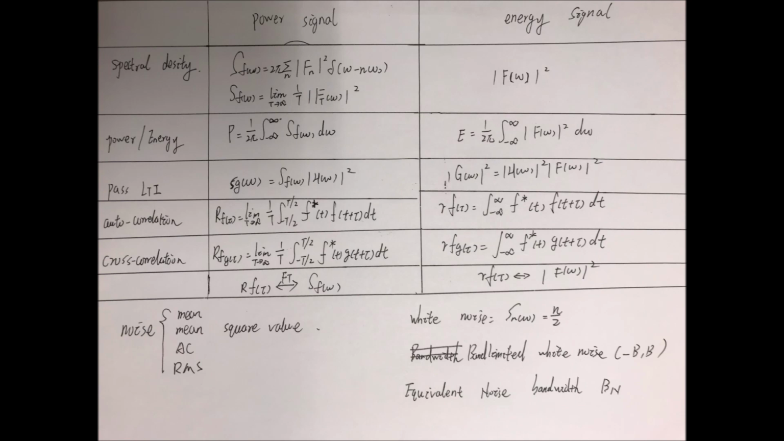For noise, we care more about statistical parameters of performance: mean value, mean square value, AC component, and RMS value. We talked about the mean value, mean square value, AC power, and RMS value for noise, and we used examples to show how to calculate these different quantities.